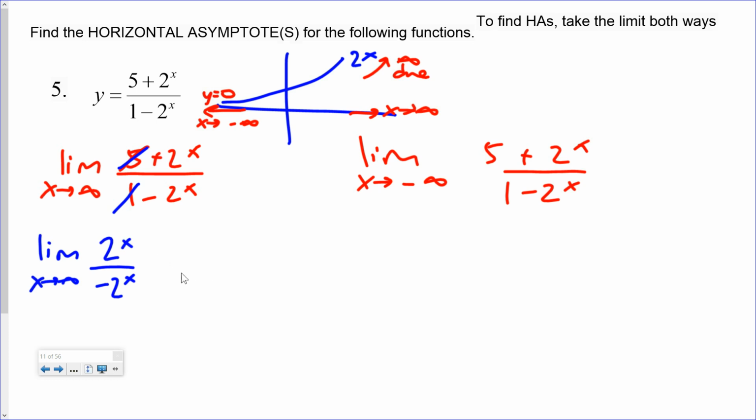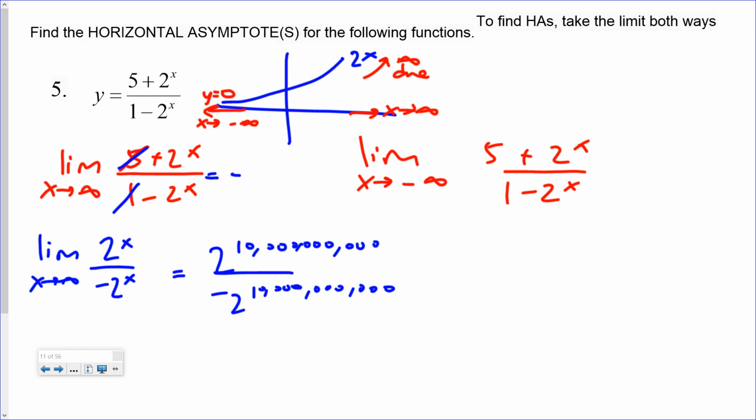If I plug in 10,000, I get 2 to the 10,000 over negative 2 to the 10,000. What's that answer? Negative 1. Like what if I plugged in a gazillion? So here's a gazillion. What's the answer? Negative 1. Do you see it's always negative 1? Okay? Some of you guys look like you don't believe me. Put in a gagoodle trillion. What's the answer? It's still negative 1. So this answer is negative 1. Or you could say the horizontal asymptote is y equals negative 1.